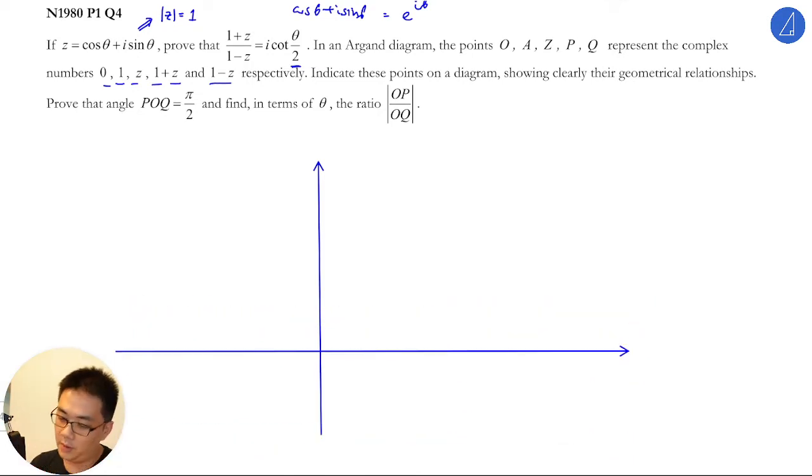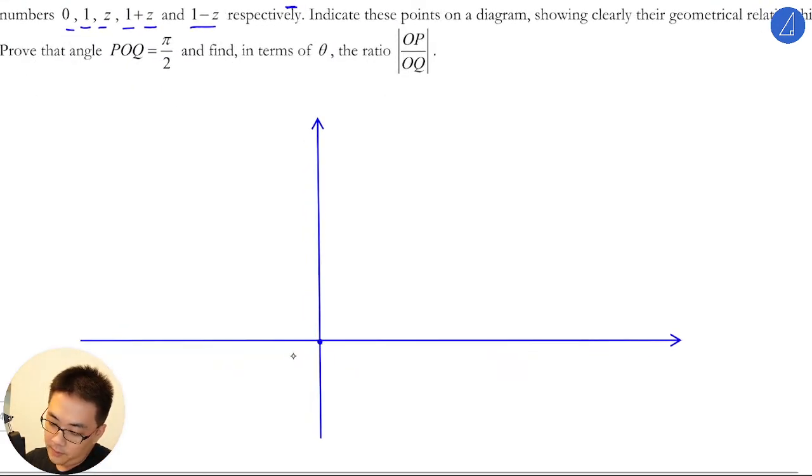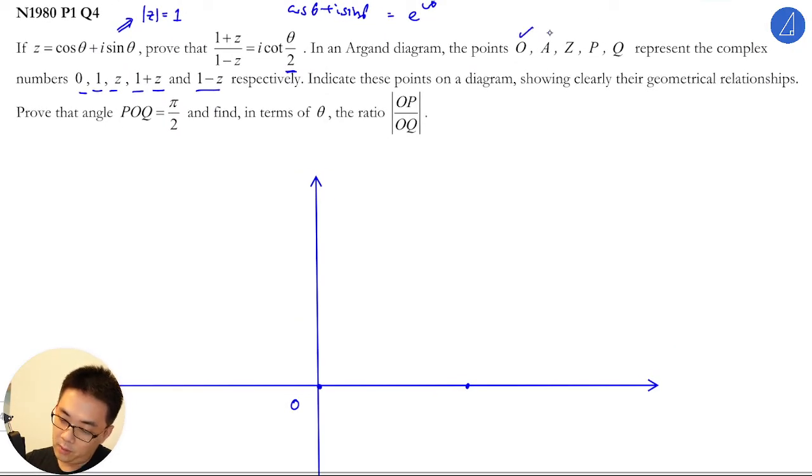So this is what's going on. We have O, which is here. Then 1 unit now. 1 unit. So O is done. 1 will be here. This is A, right? So this is 1. Then after which you have a Z.